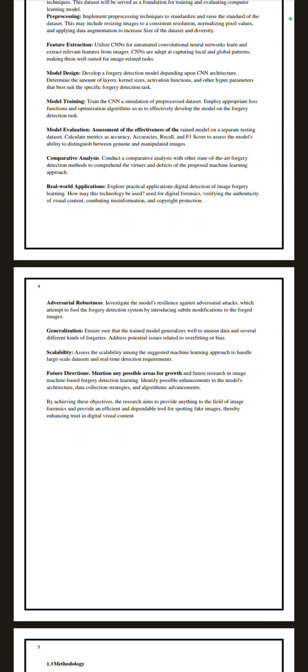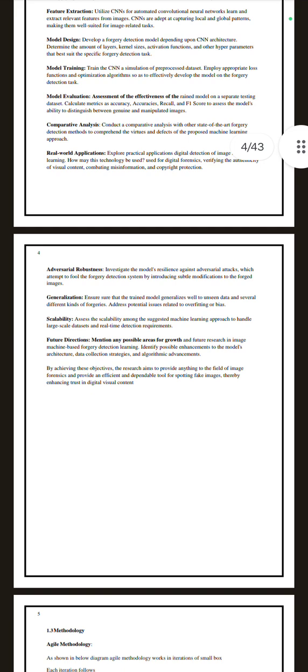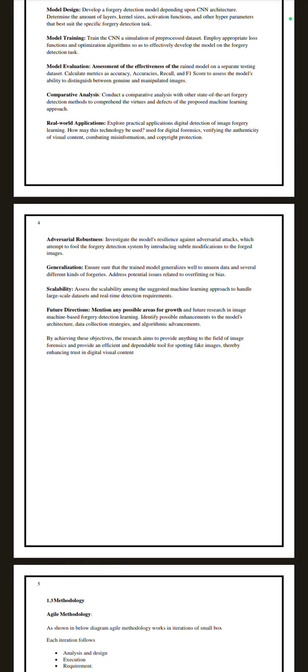Adversarial robustness: investigate the model's resilience against adversarial attacks, which attempt to fool the forgery detection system by introducing subtle modifications to the forged images. Generalization: ensure that the trained model generalizes well to unseen data and several different kinds of forgeries, and address potential issues related to overfitting or bias.